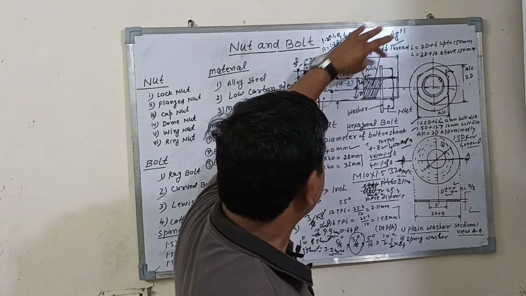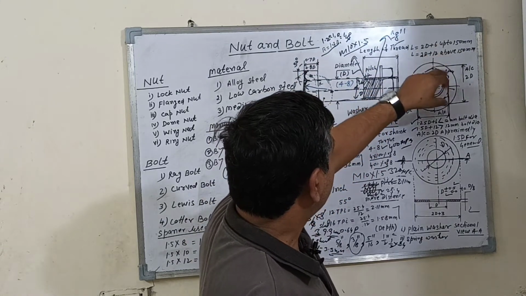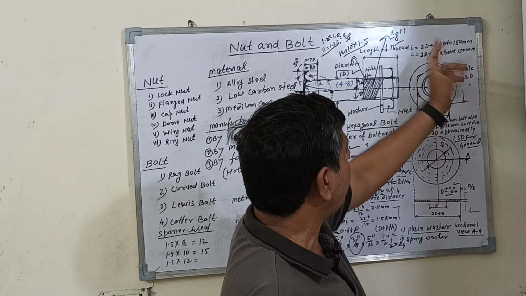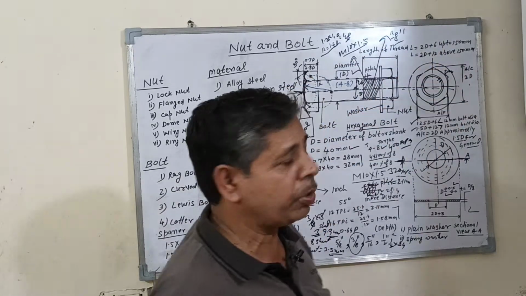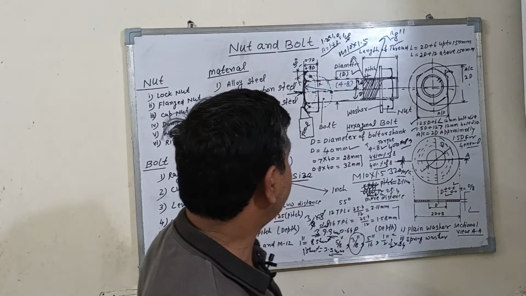Then you will take this length as 2D plus 6. So above the 150 length, you will take 2D plus 12. This is the length you will take, 2D plus 12.